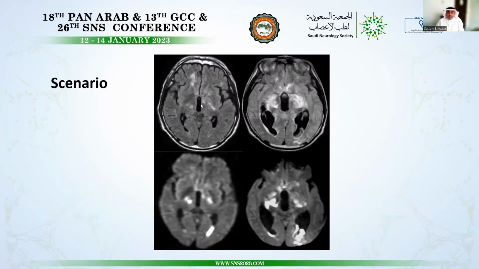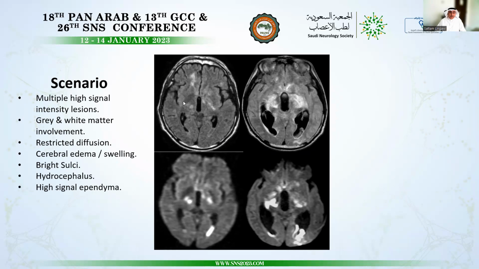Our case today, it's an anonymous case. We're not going to give any history or clinical information or demographic information. The upper two images are FLAIR images, and the bottom two images are the diffusion images. So let's basically identify the findings on these images.